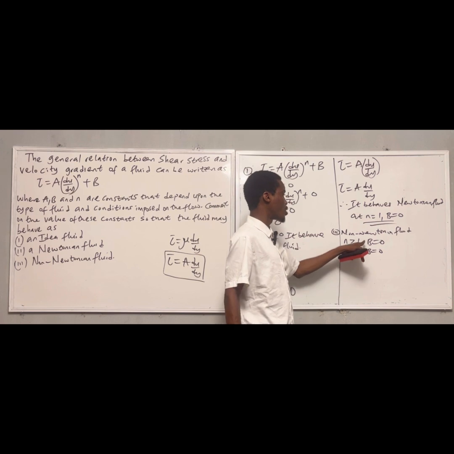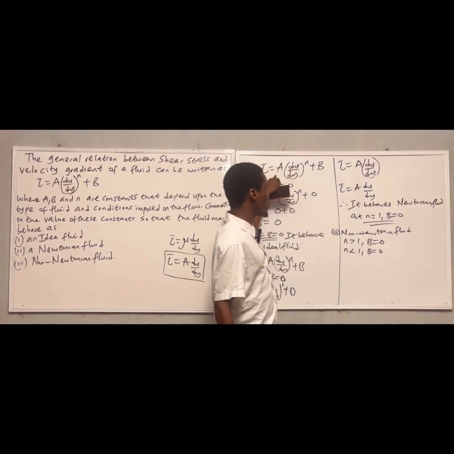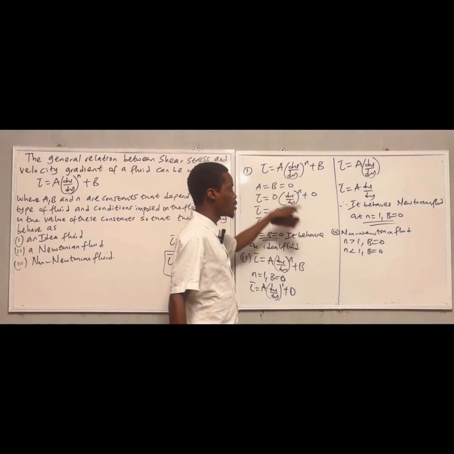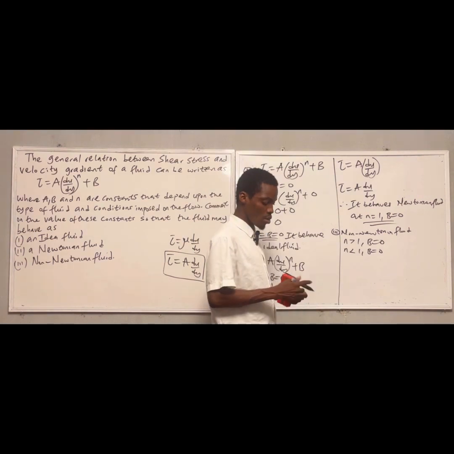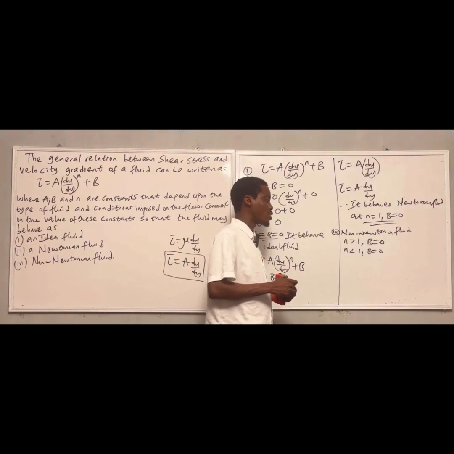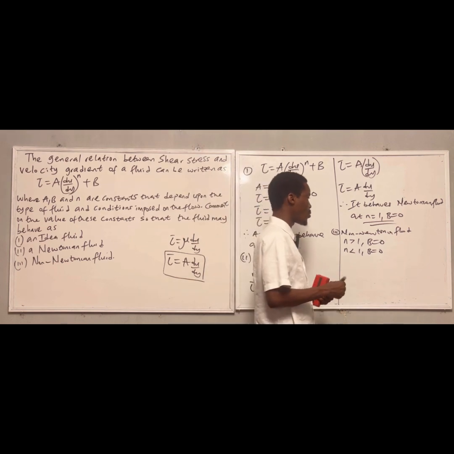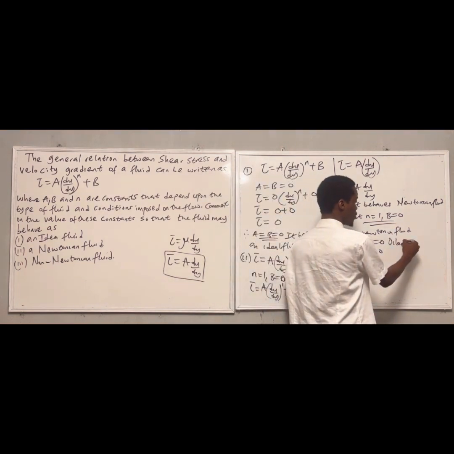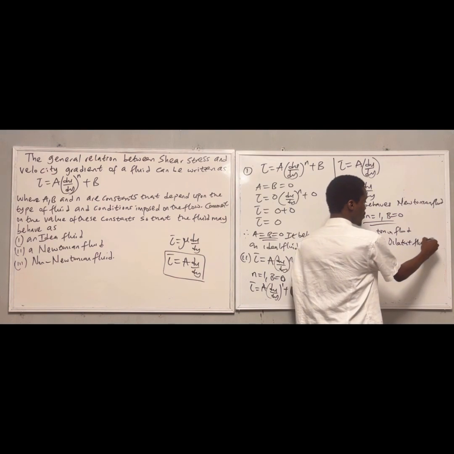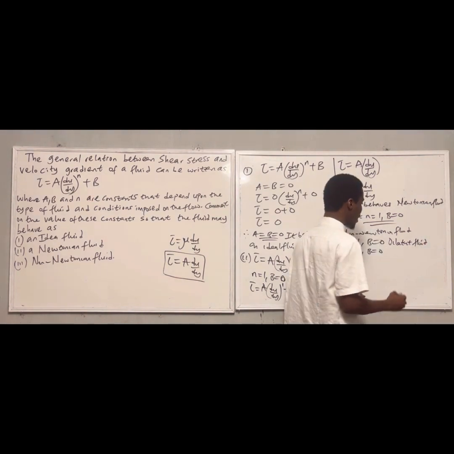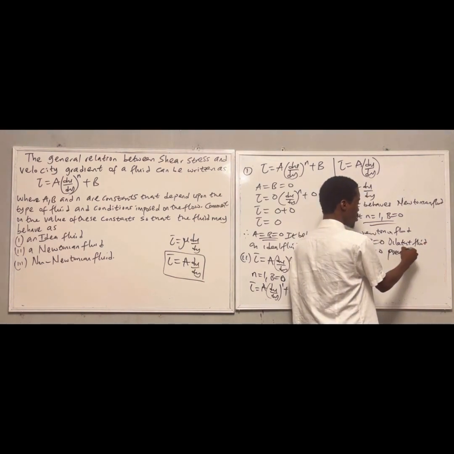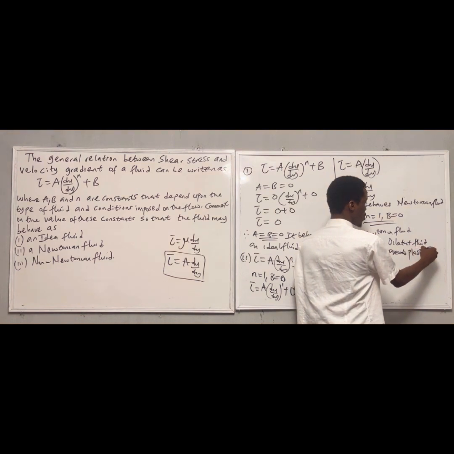So for this to behave as a non-Newtonian fluid, n must be greater than 1 where b is equal to 0, or n must be less than 1 where b is equal to 0. If n is greater than 1, we call it a dilatant fluid. And if n is less than 1, we call it a pseudoplastic fluid.